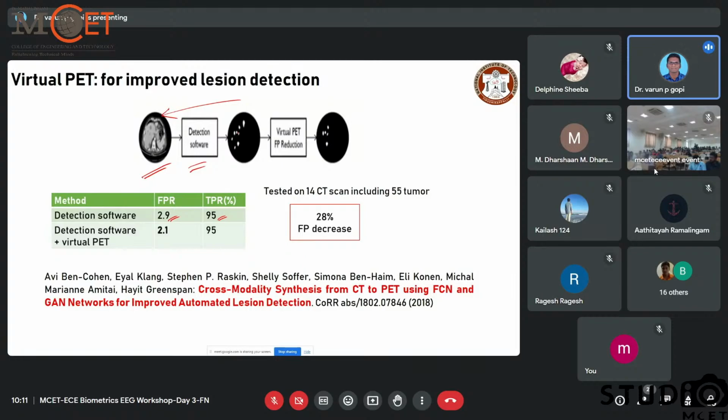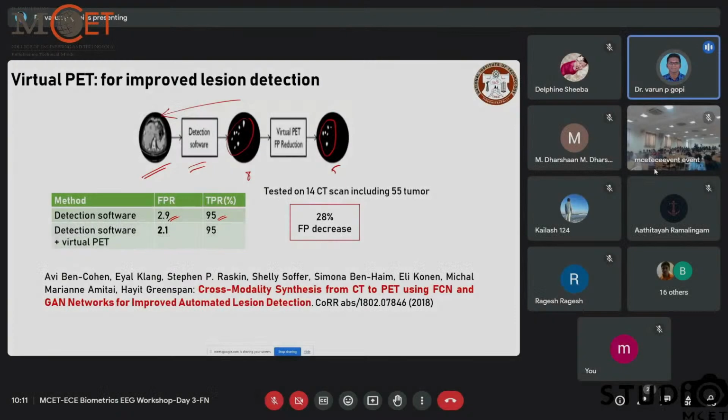So you can see here, how many lesions are there? 1, 2, 3, 4, 5, 6, 7, 8 lesions. But actually, how many lesions are there? 1, 2, 3, 4, 5. Actually, the disease lesions are only 5. But when you go with only CT, you are getting 8. That is a misclassification. But when you go with a virtual PET for comparison, it is giving only 5 correctly identified lesions. So you can see here the false positive rates are reduced to 2.1 from 2.9. That means 28% of false positives are decreased.